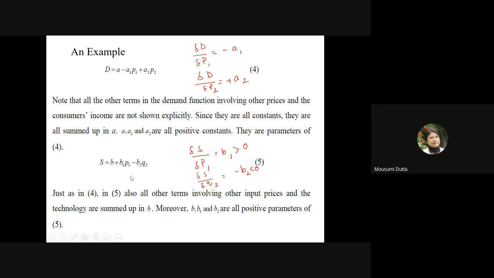So would you please do it on your own? Please write down at equilibrium, capital D is equal to capital S. That is, A minus A1 P1 plus A2 P2 is equal to B plus B1 P1 minus B2 Q2. And from there, please find out the value of P1. Solve for P1 in terms of the parameters of the model. Are you doing this? Yes, ma'am. Okay, please do that.